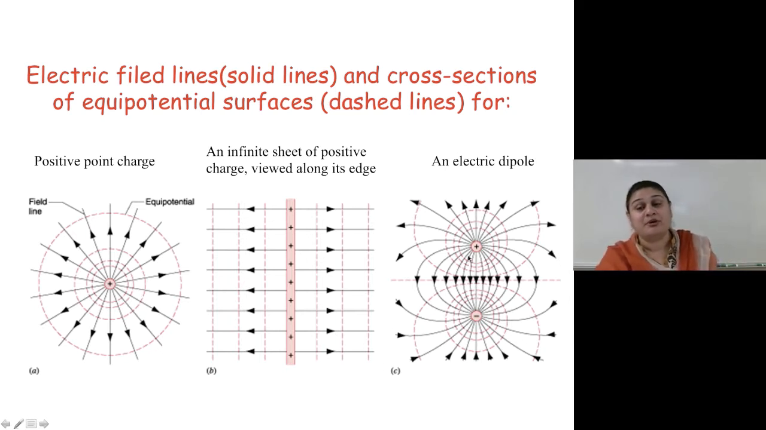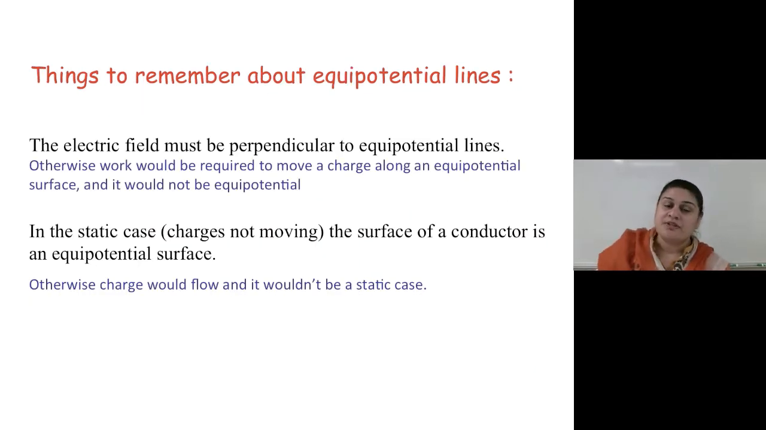For an electrical dipole, which consists of a plus and a minus charge, electrical field lines will be given as these. So, things to remember about equipotential lines. Electrical field must be perpendicular to the equipotential lines, otherwise work would be required to move a charge along the surface and it would no longer be equipotential. In the static case where charges are not moving, the surface of a conductor is an equipotential surface. Otherwise charges would flow and it would no longer be a static case.